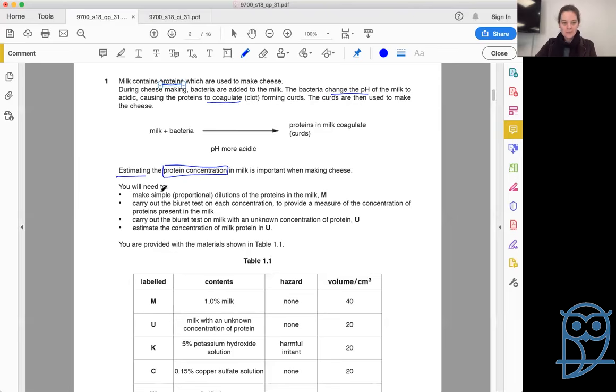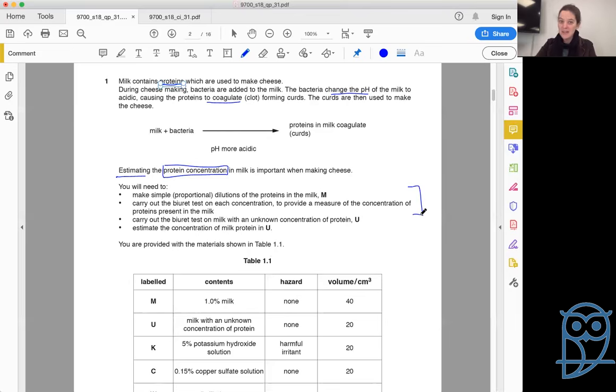You will need to make simple proportional dilutions of the proteins in the milk. Carry out the burette test on each concentration to provide a measure of the concentration of proteins present in the milk. Carry out the burette test on milk with an unknown concentration of protein, U. Estimate the concentration of milk protein in U. So we're getting our standard concentrations that we know, and then we're going to compare this unknown and say, where does it fall in relationship to all of those other ones?